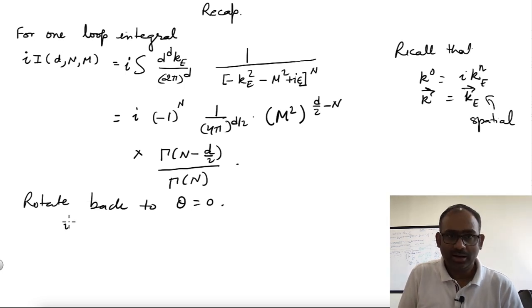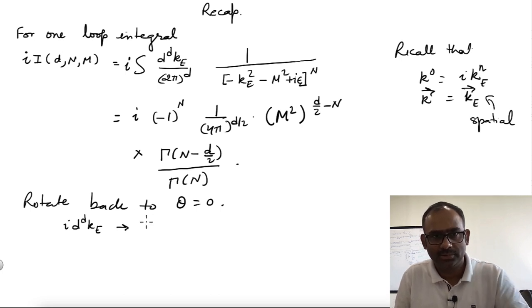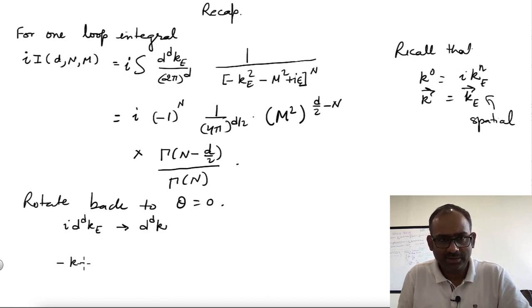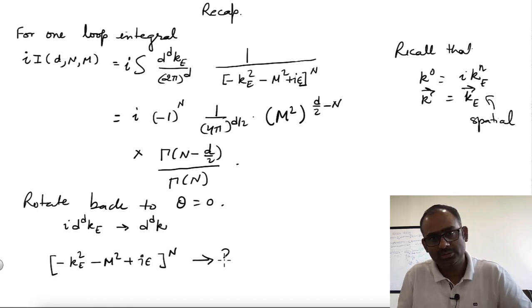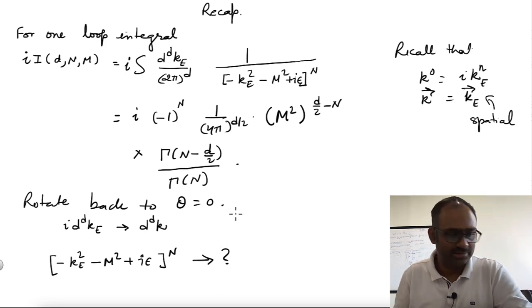So what will happen? The i d^d k Euclidean, there is only one factor of i because only one of the d components was the time component. So that goes back to d^d k. Okay, this is Minkowskian on the right hand side. What happens to the denominator here in the integrand? So minus k_E squared minus m squared plus i epsilon, to the power n, that goes to what? That is what we should determine, and that is easy.